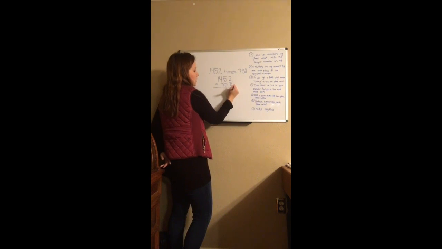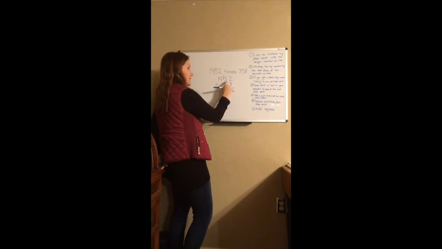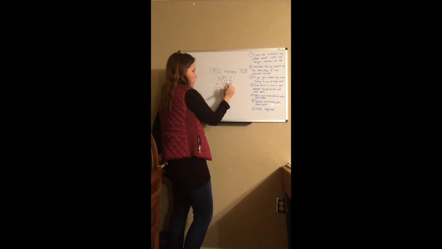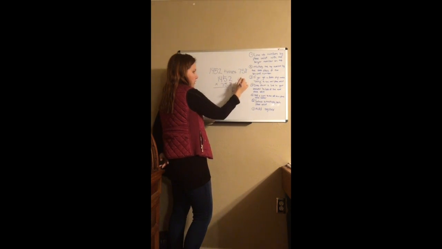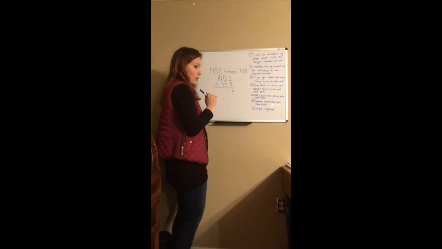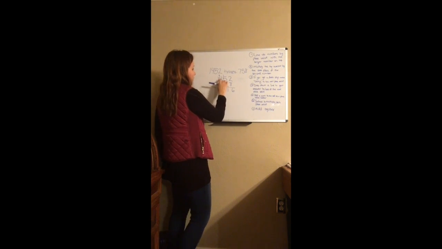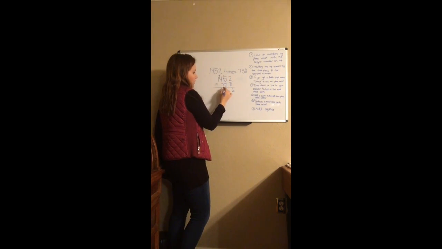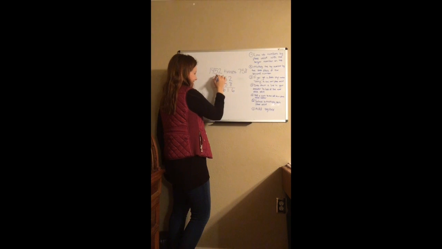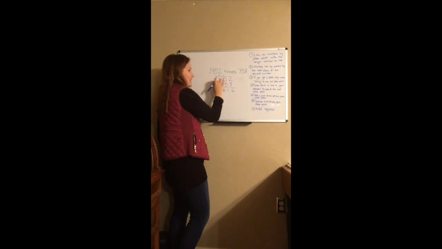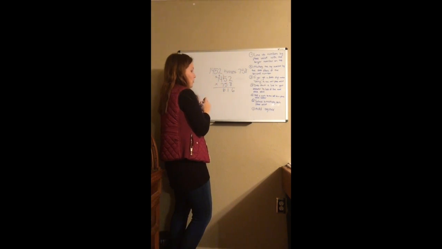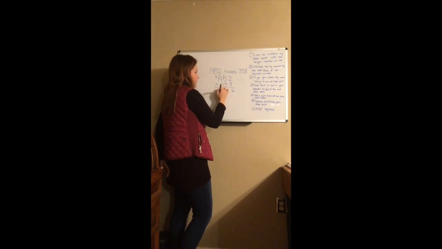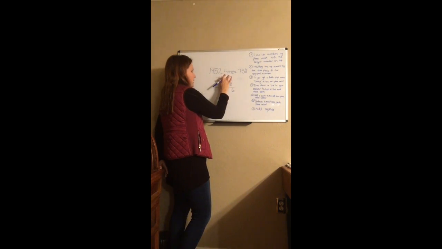8 times 2, 16. 8 times 5 is 40, plus that 1, so we have 41. Again, 41, so the 1 comes down here. The 4 is carried. 8 times 4 is 32. 32 plus this 4 that we carried over is 36. And then we have 8 times 1 is 8, plus 3 will give us 11. So I'm going to erase what I carried over. We're done with that 8.